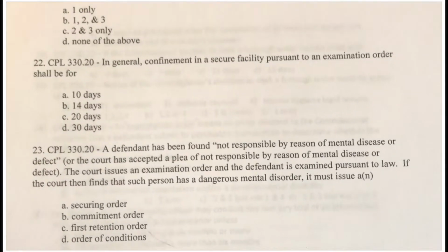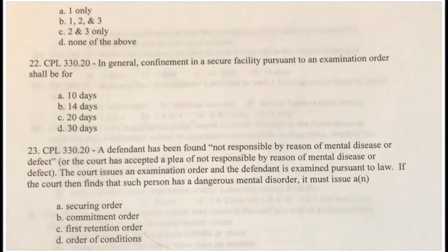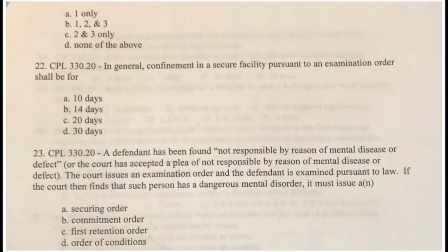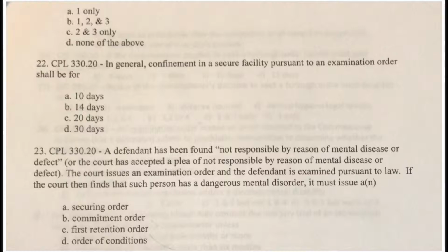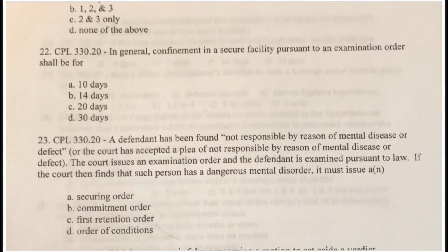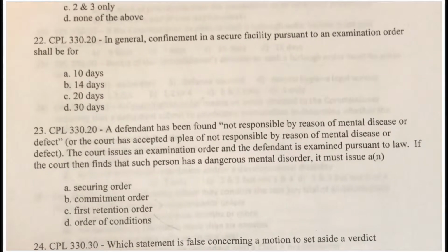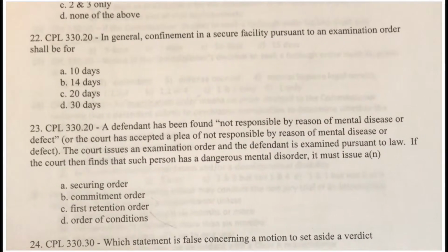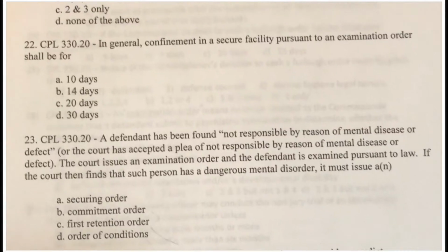22, in general, confinement in a secure facility pursuant to an examination order shall be for 30 days. So examination order equals 30 days. And when we see examination order, what do we know? We know we are talking about mental disease or defect.